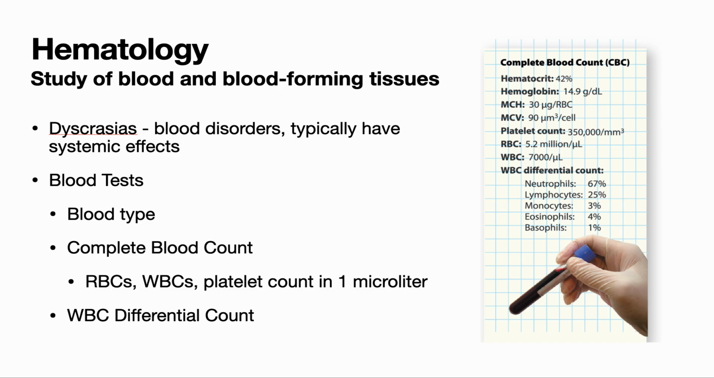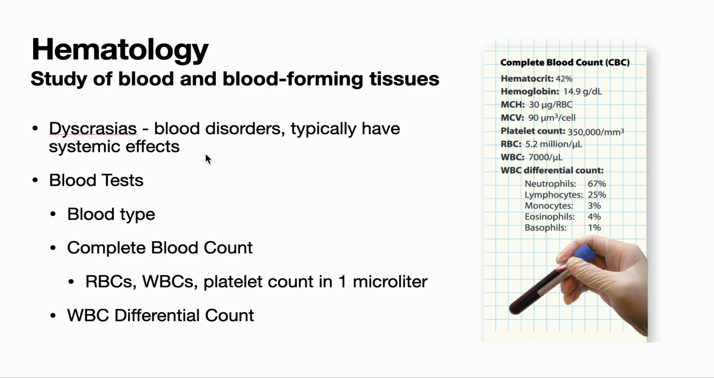So blood tests are important. One thing we can do with a blood test is determine blood type, which we'll talk about in a little bit. We can do a complete blood count, so we can find out how many RBCs we have, how many white blood cells, and how many platelets we have in 1 microliter. This is something that we did in lab, so this should be a little bit familiar. And of course, we could also do a differential count of the white blood cells. So instead of just saying we have this many white blood cells in total, we could actually figure out how many of each white blood cell we have. And we typically look at those as percents.